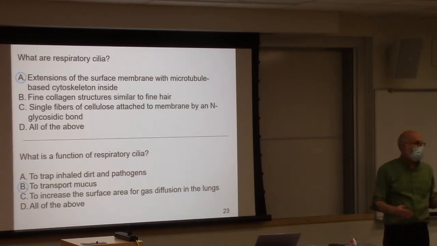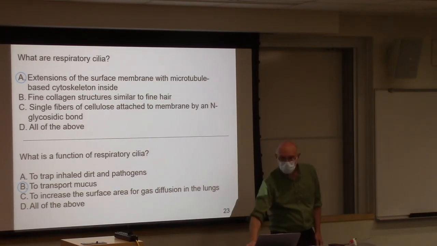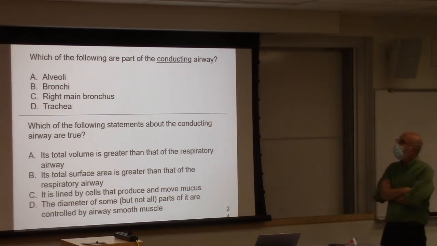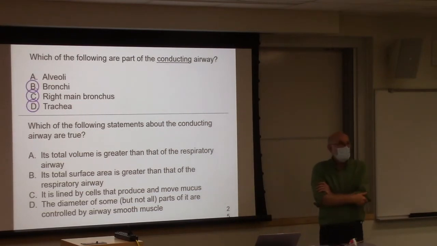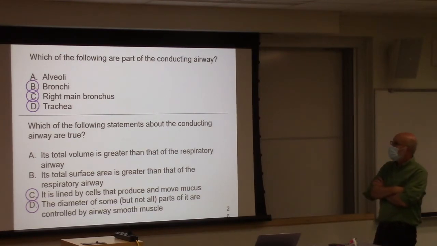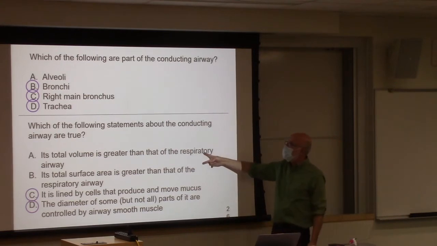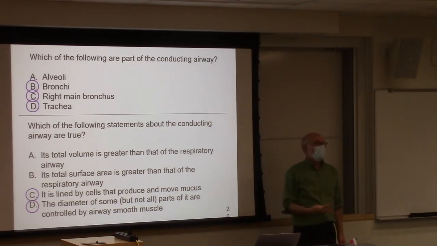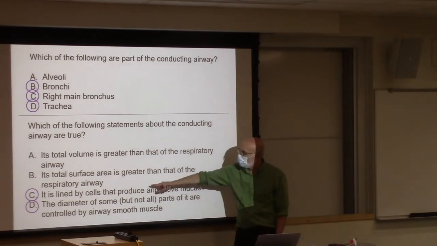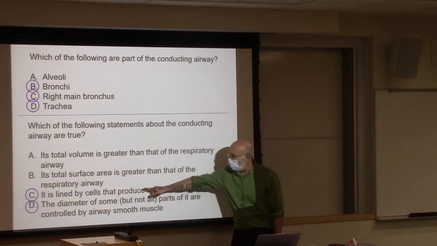What's the function of cilia? To transport mucus. Conducting airway. These three. Conducting airway. These two. I didn't teach really about where the surface area is great or where the volume is great, but the respiratory airway is where the surface area and the volume is greatest. Conducting airway, goblet cells, ciliated cells.